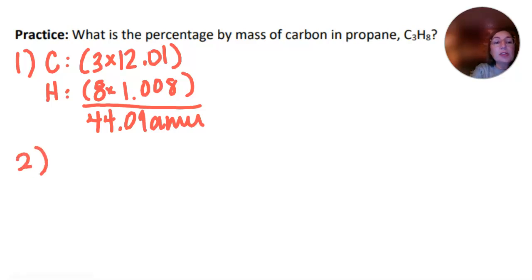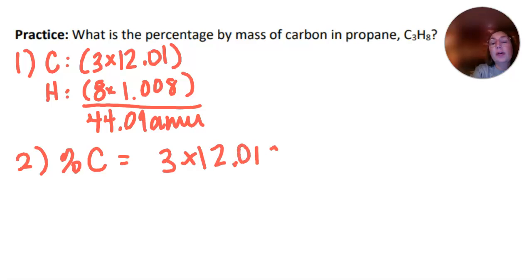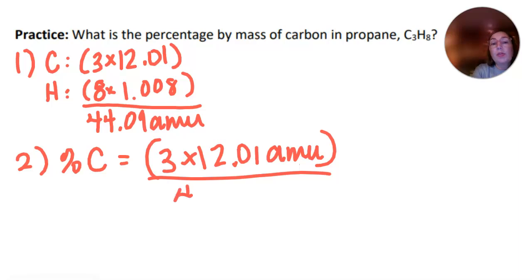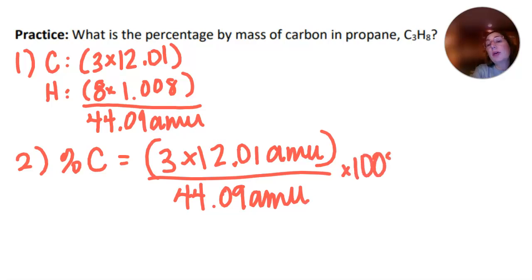Okay, so step 2 is we'll do the percent that is carbon. So what percent is carbon? Well, the 3 times 12.01 AMUs, that's the part that was carbon. We'll divide by the total formula mass, the 44.09 AMUs, and we'll take it times 100%, really converting this decimal into percentage form.